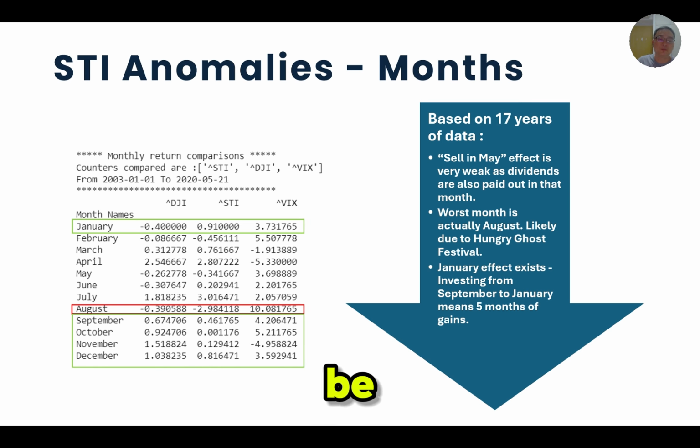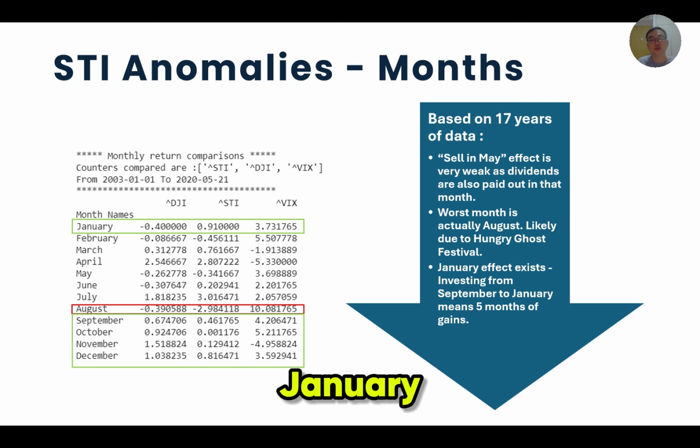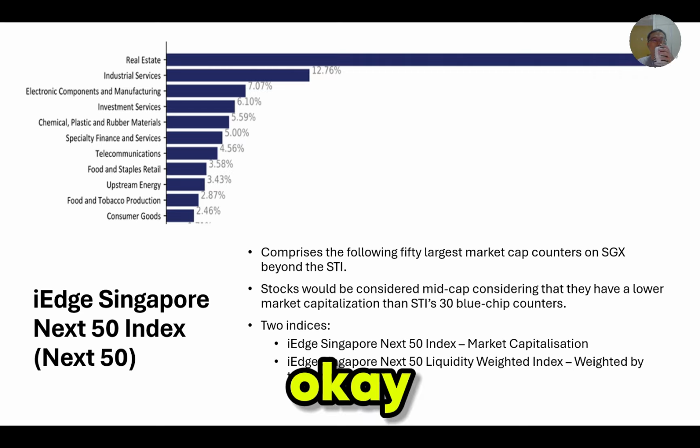Okay, and that'll be very fun because you notice that September, October, all the way until January, these are positive months. Okay, these are positive months, and you'll be able to earn a little bit lah, all right, by taking advantage of this anomaly. Okay.